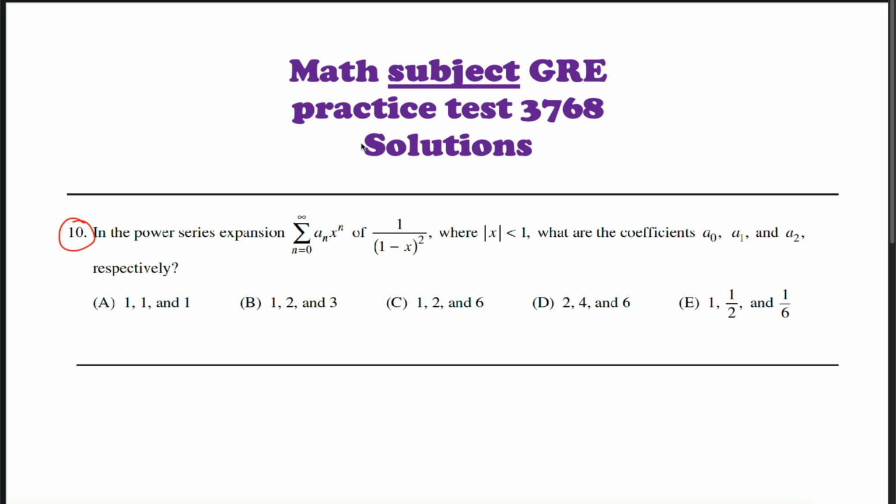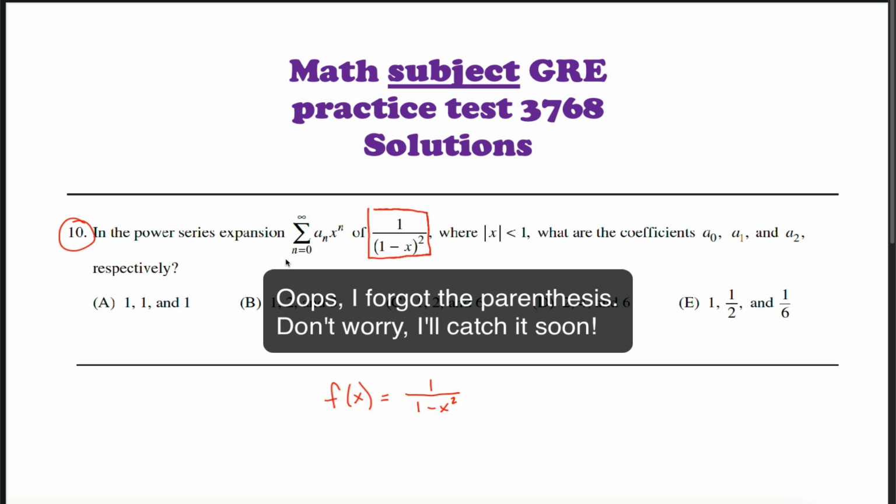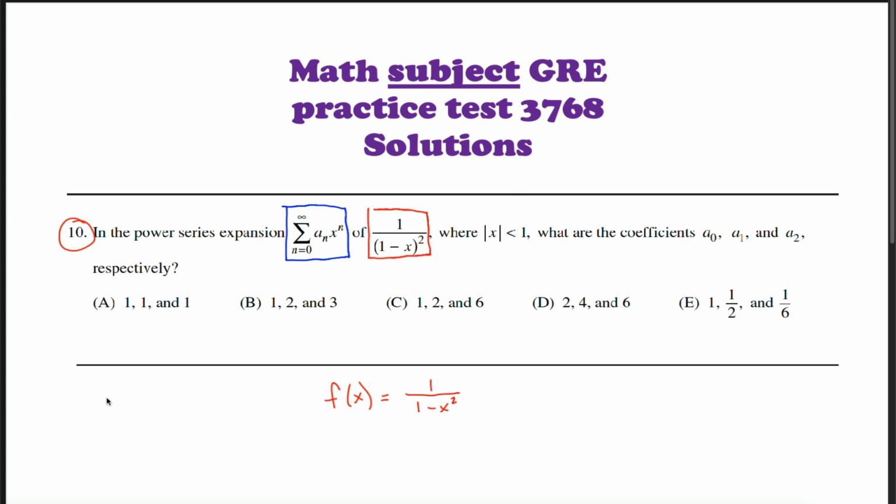Question 10 on the math subject GRE practice test is a pretty fun little problem. We're asked about the power series expansion of this function, 1 over 1 minus x squared. For the sake of notation, maybe I'll call that thing f of x. And then our power series over here, since it's going to be a polynomial, maybe I'll call that p of x.